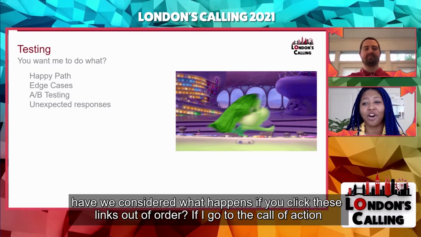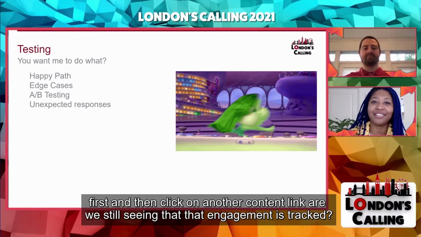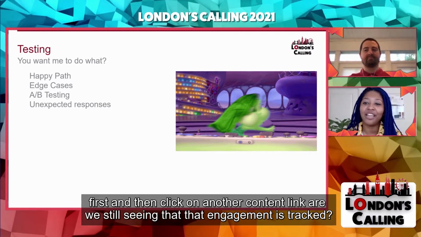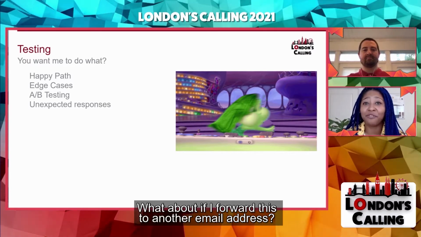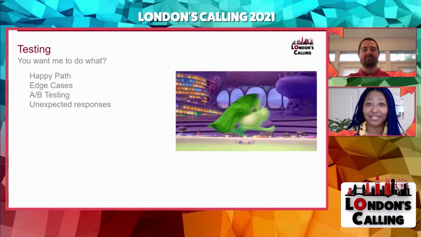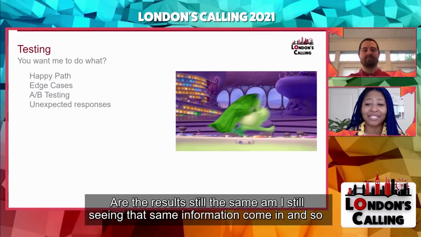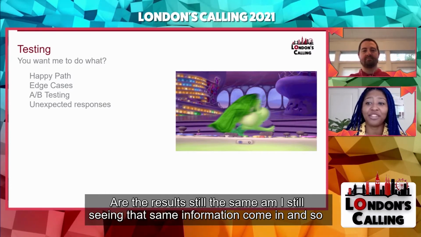If I go to the call to action first and then click on another content link, are we still seeing that that engagement is tracked? What about if I forward this to another email address? Are the results still the same? Am I still seeing that same information come in?